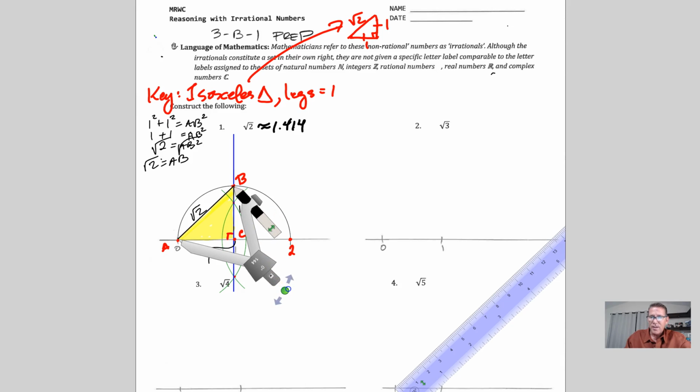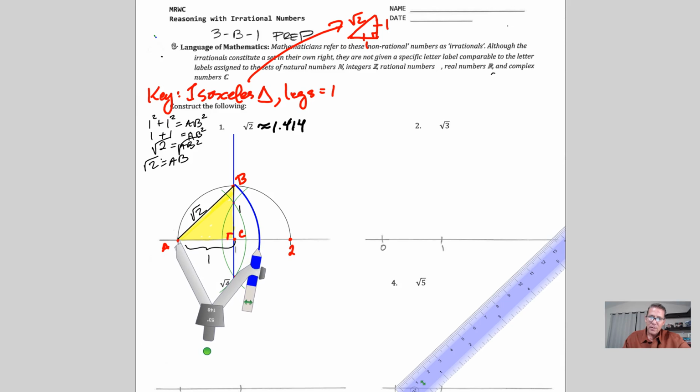So adjust it so that it's the distance from A to B. And be very precise, because this is the last and final step of the construction. I'm going to switch colors here to blue. And so notice it's adjusted from A to B, which is length root 2. That's the key. Now, if you want to find root 2 on the number line, you just swing an arc down.